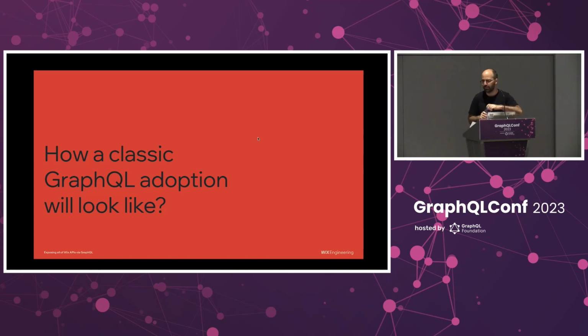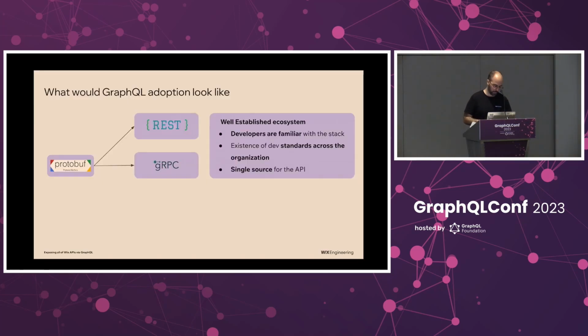So given the fact that we can do it, let's talk about how to do it. So how would a classic GraphQL adoption look like in Wix? So let's say, Wix's R&D department consists of around hundreds of backend developers. Adopting new technology is not necessarily that easy. I mean, we already have a well-established ecosystem. Developers know how to work with the APIs.